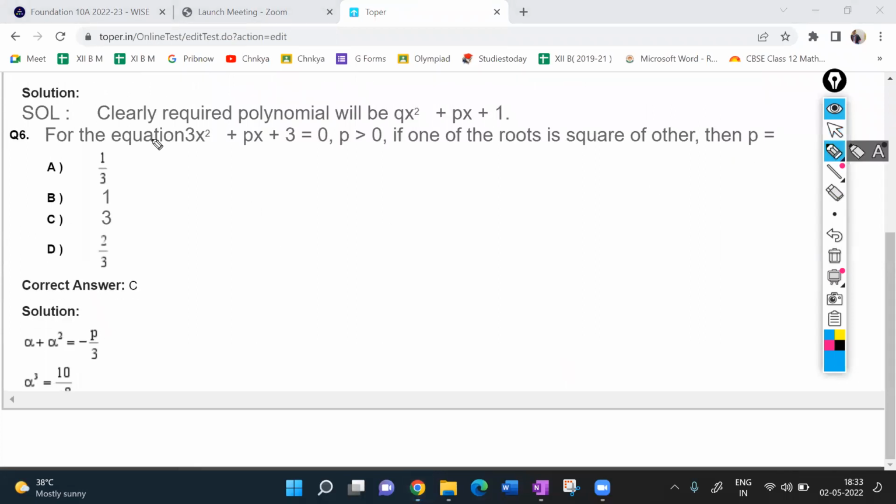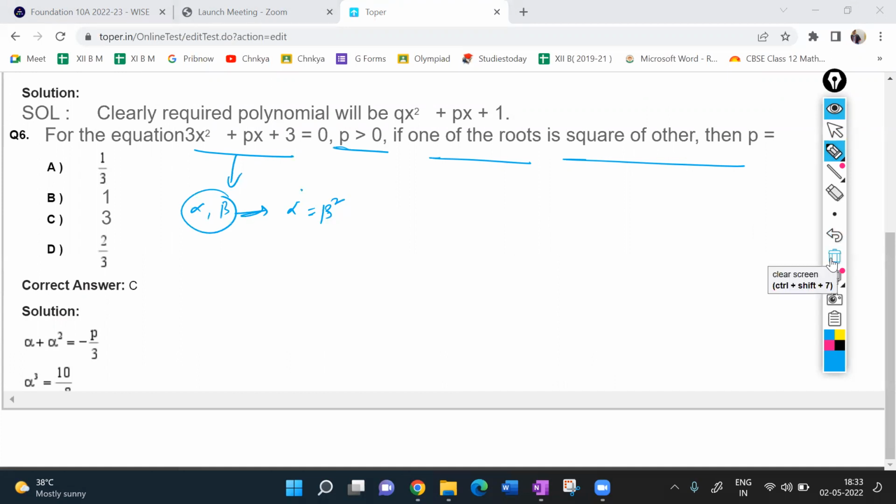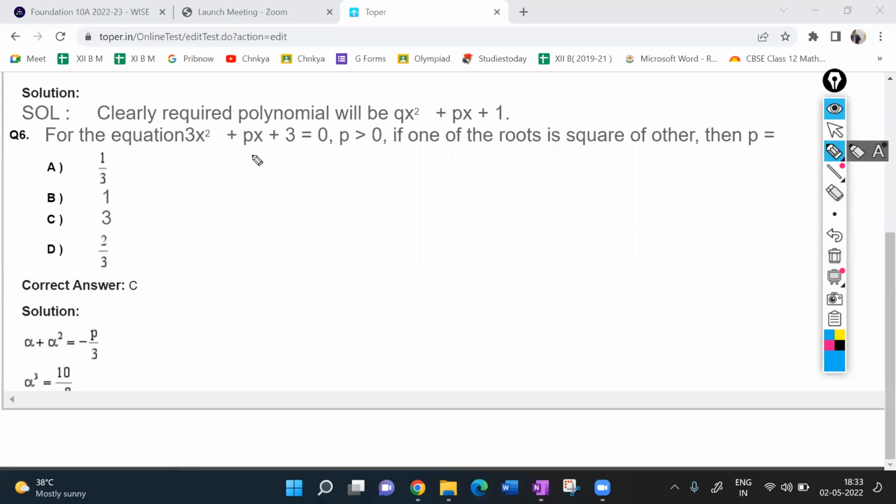For the equation, p greater than 0, if one of the roots is square of the other. So guys, look at this here. This is a quadratic equation, so it will be having two roots. If I take alpha comma beta as the roots, one root is the square of the other, that is, beta is equal to alpha square or alpha is equal to beta square, correct? So if I take one root as x, the other will be x square.